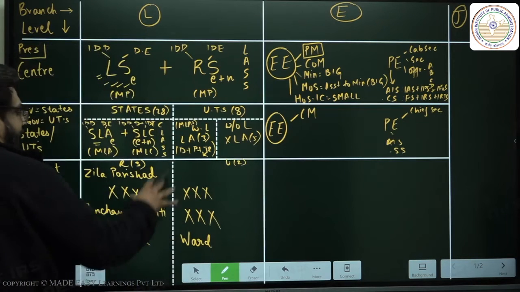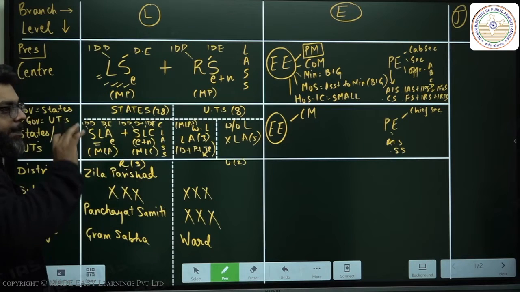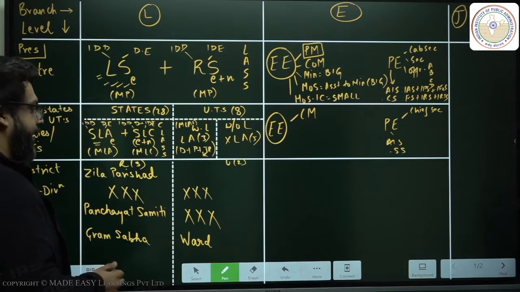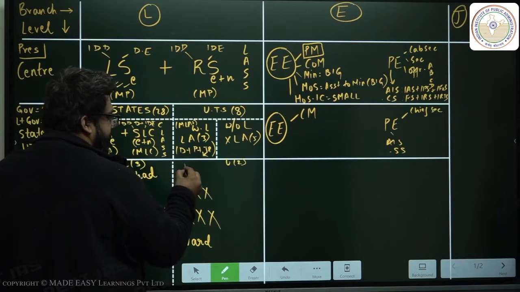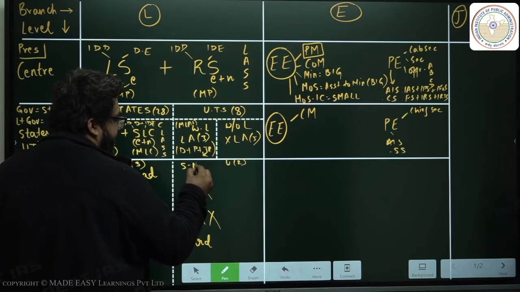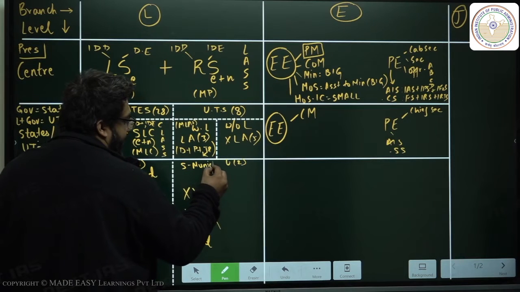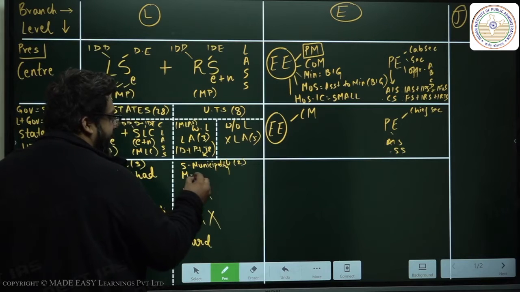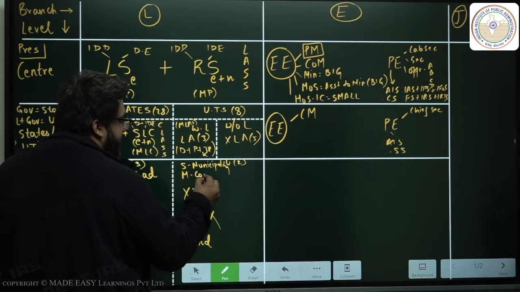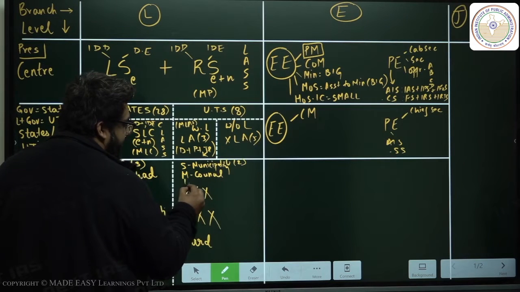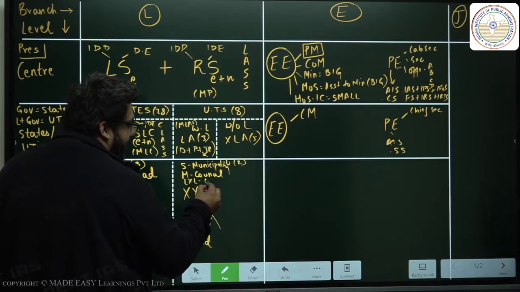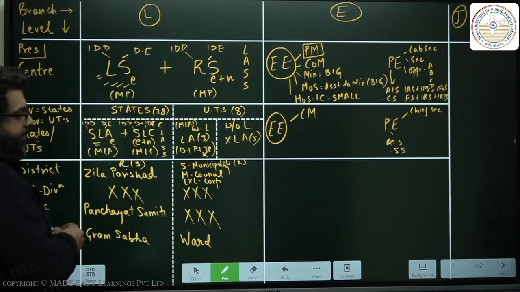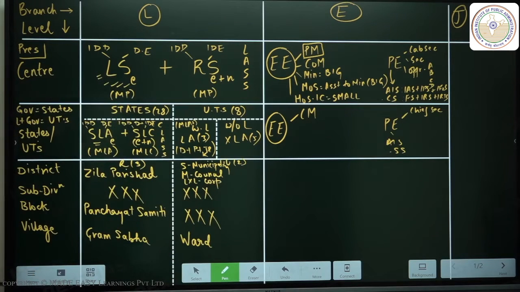And then at the district level, at a higher level, depending on the size of the urban area. Okay, so if it is a small size, then it will be called a municipality. If it is a medium size, it will be called a municipal council. And if it is a large or an extra large size, it will be called a municipal corporation. Okay, a municipal corporation. So this is largely how your local self-government is organized.